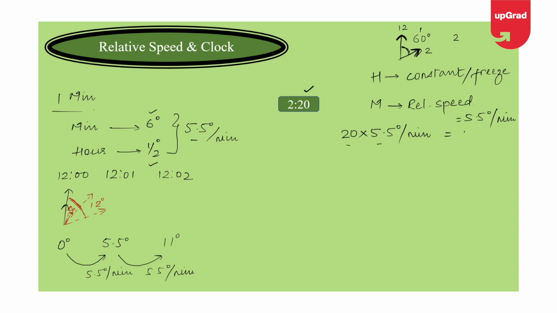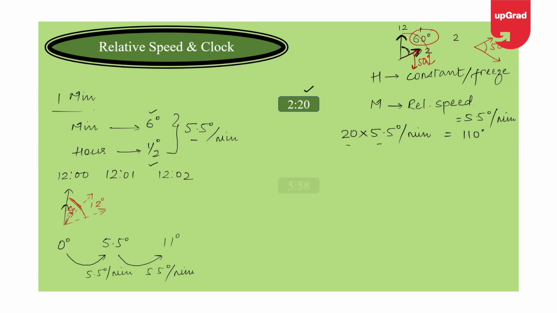So what will be the angle traversed? 20 multiplied by 5.5 is going to give me 110 degrees. Which means, now focus on the diagram, the minute hand will travel 110 degrees, out of which 60 degrees was my initial angle. So after passing through the hour hand, how much more would the minute hand travel? The remaining 50 degrees. And therefore at 2:20, my angle would be 50 degrees. That's my answer to the question. If you remember, that's what my answer was while we were doing it conventionally as well. I hope this is clear.